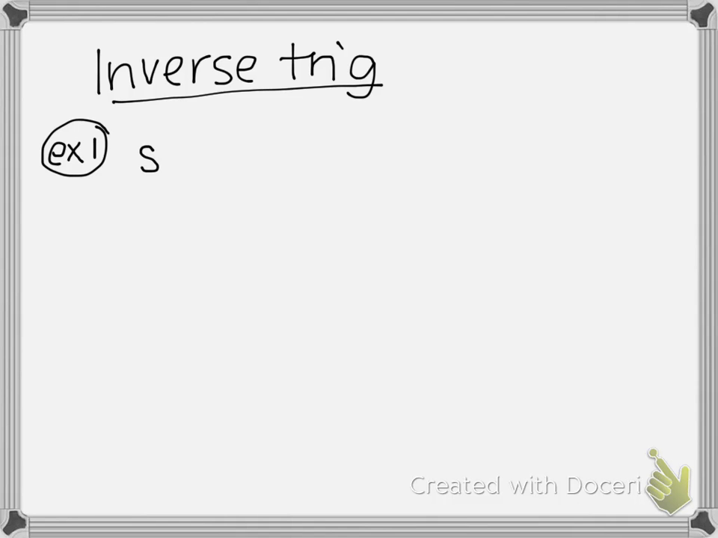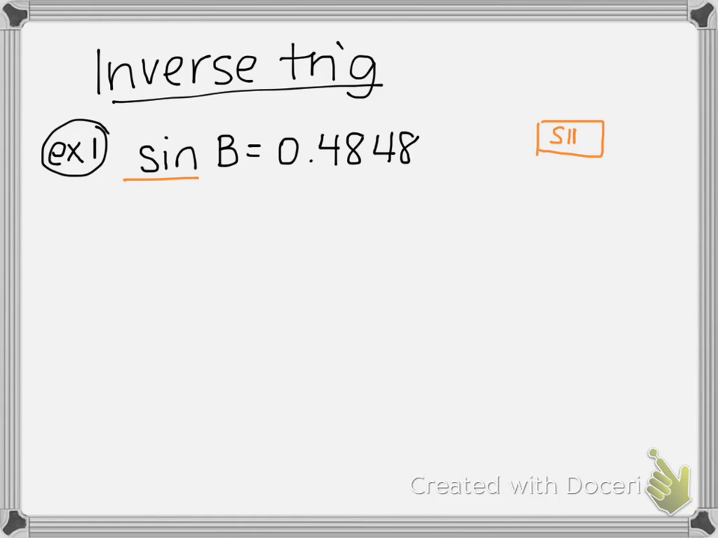So instead of drawing a triangle, we're just going to have sine of b equals 0.4848. So which trig function do you see there? Well, you see sine. Alright? Now remember, your calculator should be in degree mode at this point. Should still be in degree mode. Now, what you can do is our inverse function, if you look on your calculator, you'll see your little button that says sine. Above it, you're going to see a little writing that says this.